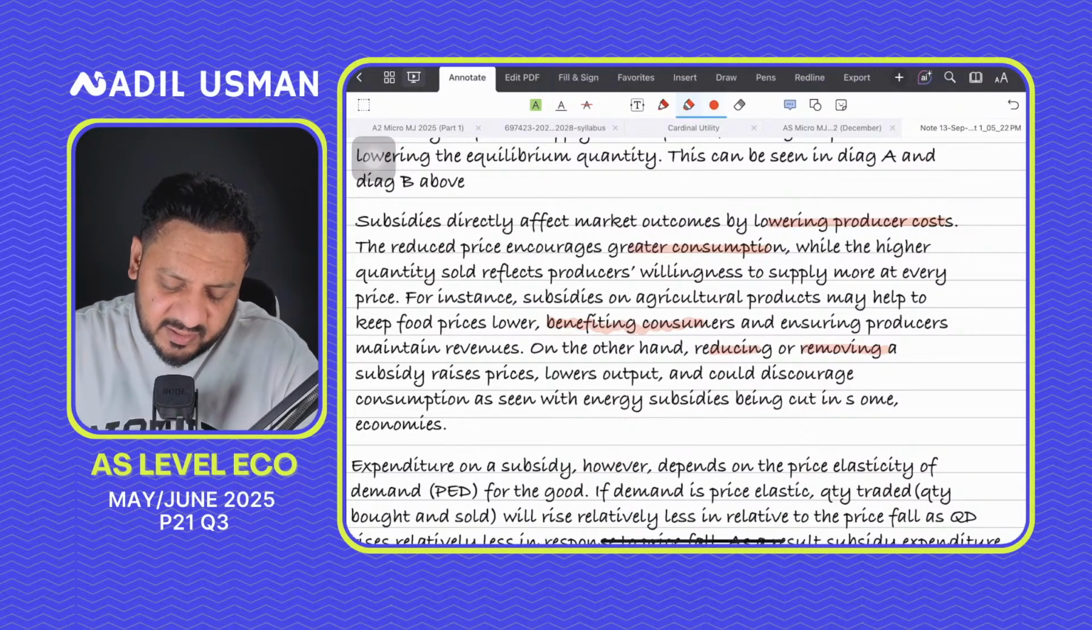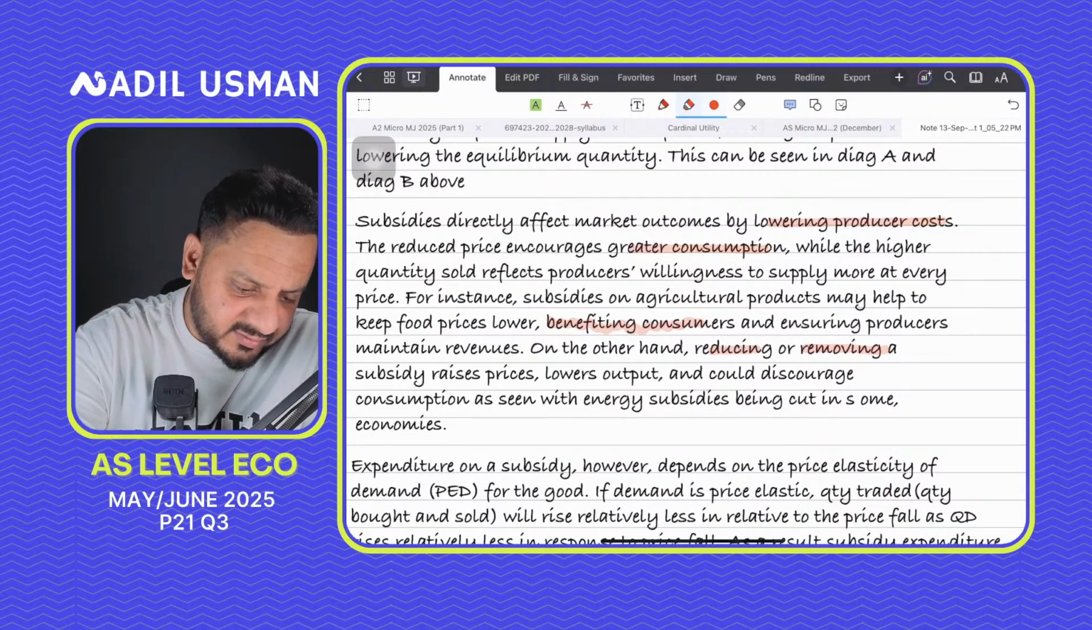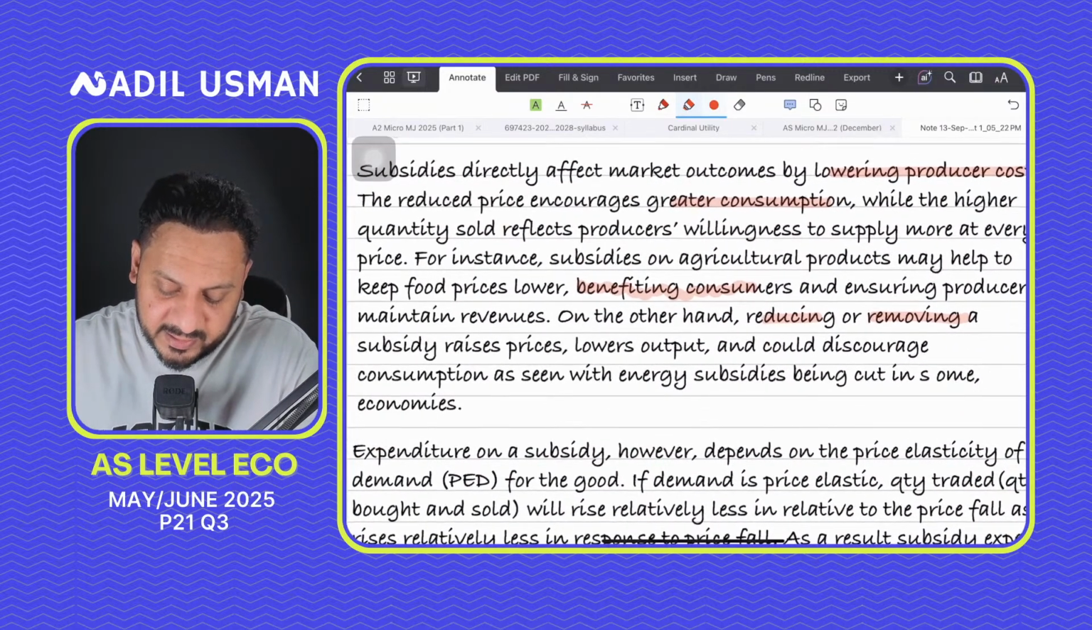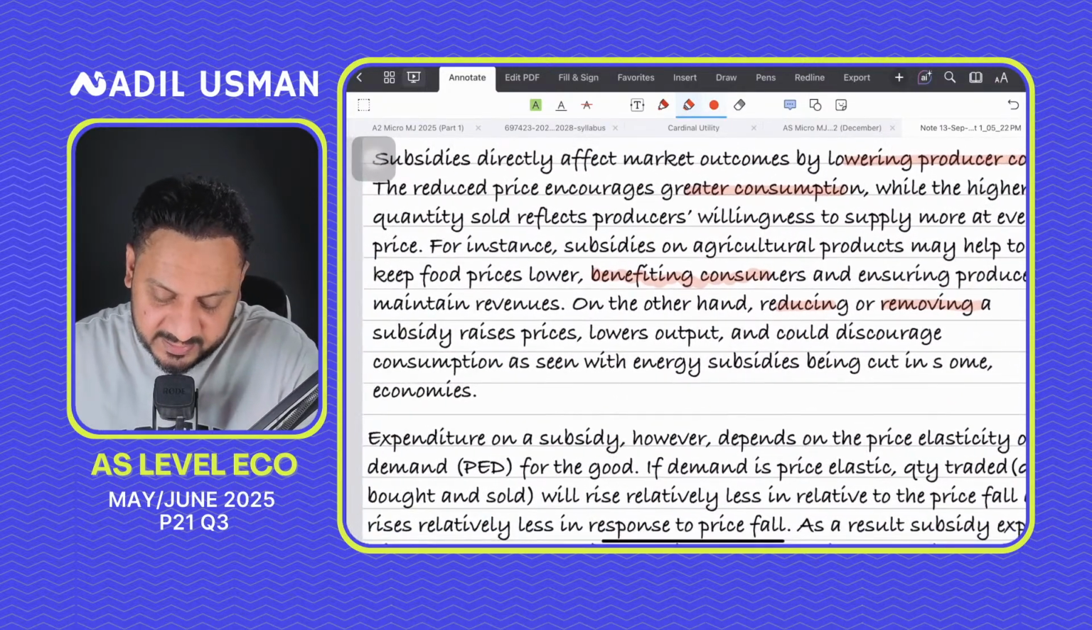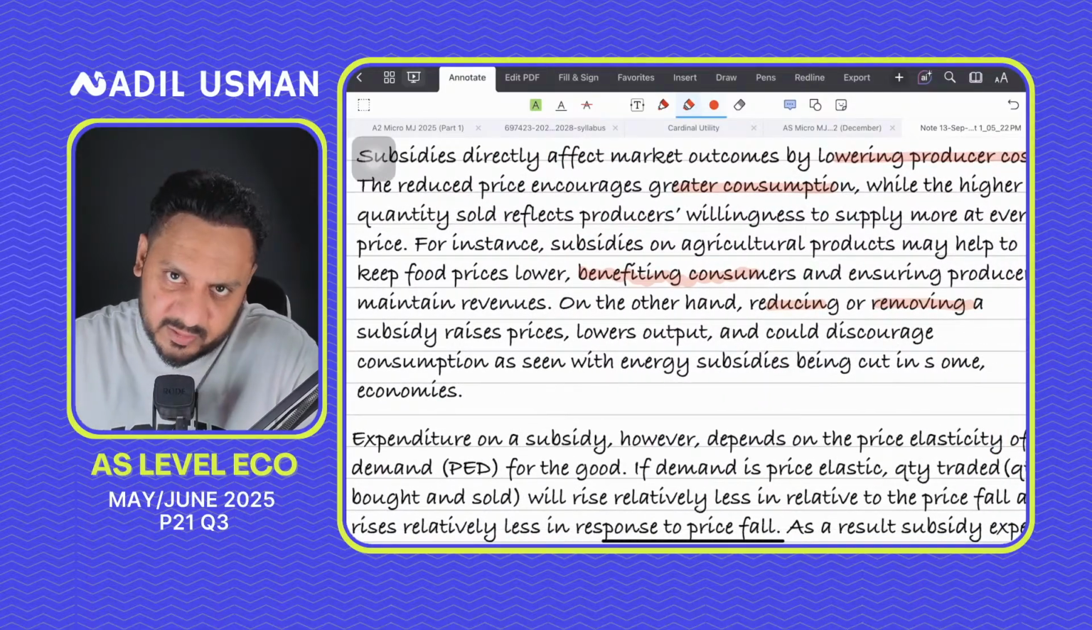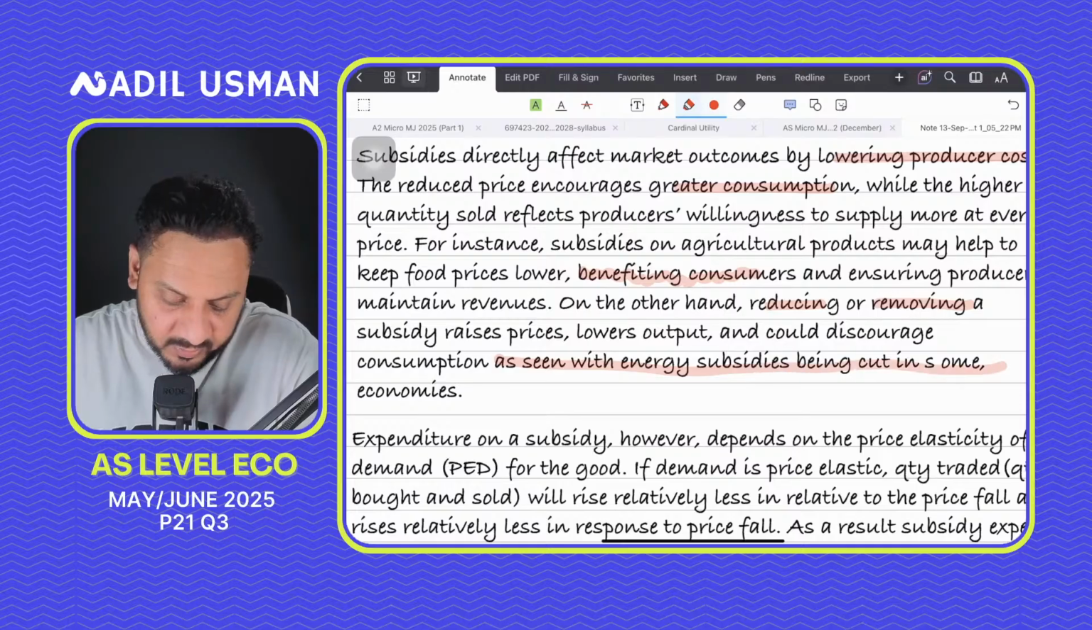You can give a reference, but it's not necessary that you need to talk about energy subsidies. You can say that this could discourage consumption. Maybe you could have ended it there. You can live without writing this as well. Okay.